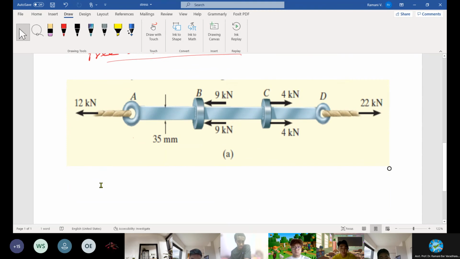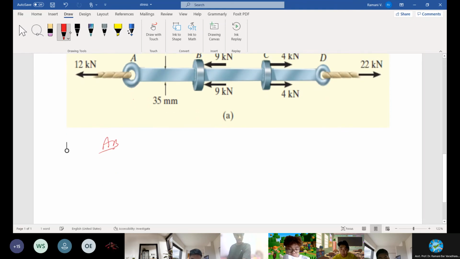Let's take section AB, number 1. I solve for section AB first. I just draw a straight line, which is AB, and this is the point, right? How much do you have here in this direction? 12 kilonewton, right? Let's write it down. And then what is acting in this direction? Just take AB only, right?